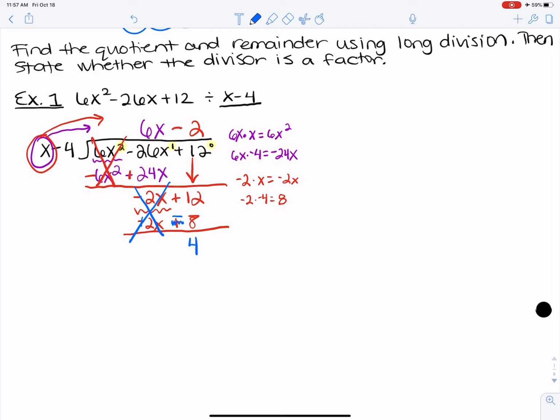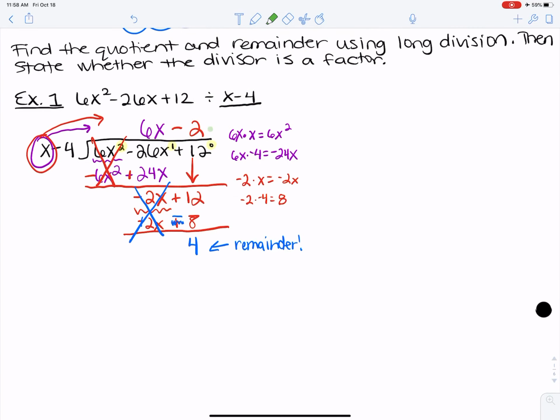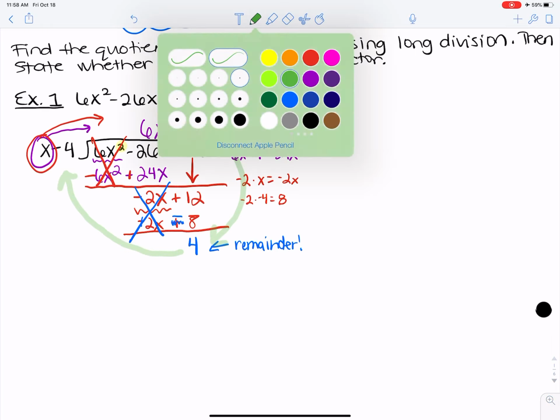Now the question is, how many times can x go into 4? It can't. It cannot go into 4 because the degree of x is 1, which is higher than the degree of 4, which is 0. So 4 cannot be divided by x, and therefore that is our remainder. Now the question is, how do we write the final answer? Well, I think of my final answer in a roundabout way. I start with what's on top, and I go in a circle. And this is how you write it.